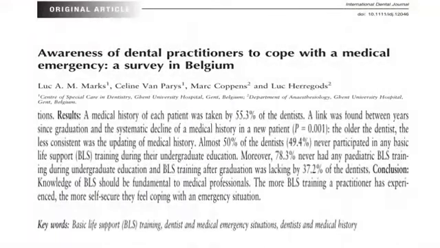55.3% of the dentists took only a medical history of the patient, and they found a link between the years since graduation and the systematic decline of medical history gathering in a new patient. The older the dentist, the less consistent was the updating of the medical history, and almost 50% of the dentists never participated in any BLS or basic life support training.